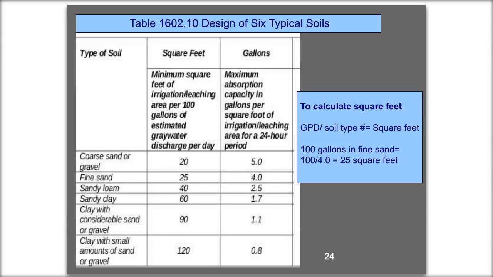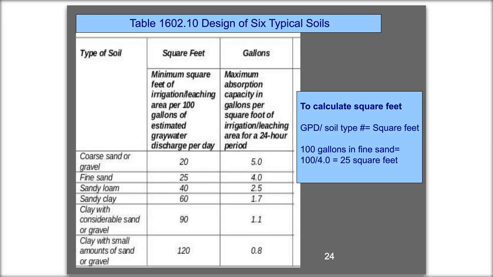So once you know the type of soil, you can see the full part of that chart. It's called Design of 6 Typical Soils. You are going to calculate the square footage that you need. So you have your gallons per day, you have your soil type, and you are going to use a coefficient. It's the second column. So in that example, in that little blue box, let's say you had 100 gallons per day in fine sand. You would go along the fine sand column over to that number 4, 4.0, and you would do 100 gallons divided by 4, and you would get 25 square feet. So you would at least need 25 square feet to distribute that water.